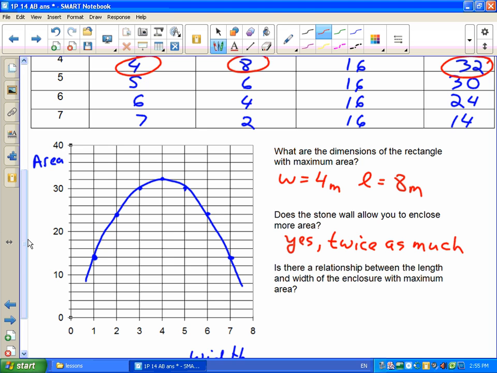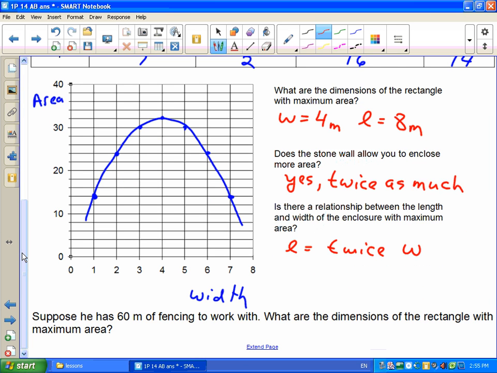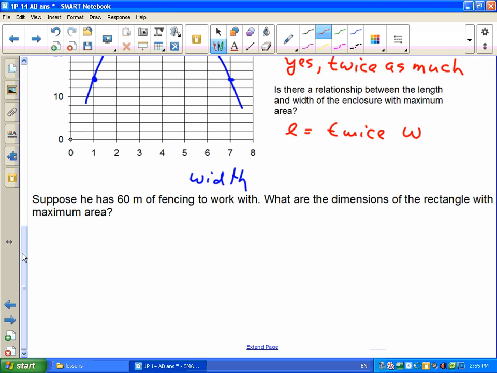Is there a relationship between the length and the width of the enclosure with maximum area? Well, what's our width and our length here? They're 4 and 8. So our length is twice our width. Length equals twice the width. So if we can make our length 2 times bigger than our width, we get the maximum area. Okay? So let's try an example down here.